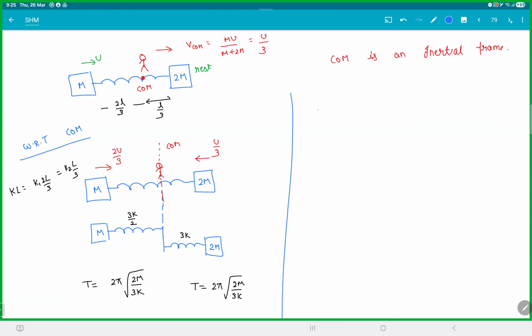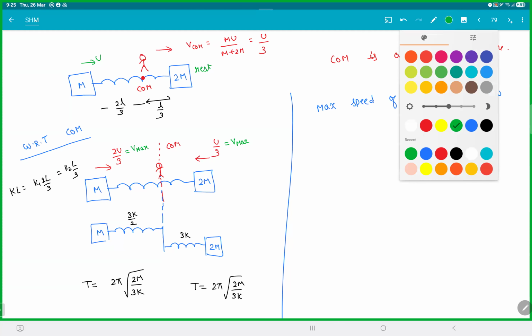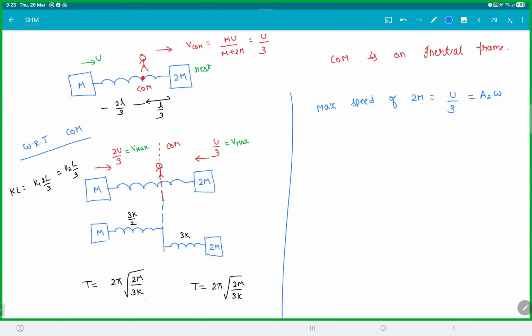So here, the maximum speed of the 2m block is u by 3, which is nothing but the amplitude of the block into omega. So both the blocks will have different maximum speeds. Again, this is all with respect to the center of mass. So what is omega? Omega, we already know. Omega is root over 3k by 2m. You're done. Therefore, I got A2 is equal to u by 3 omega.